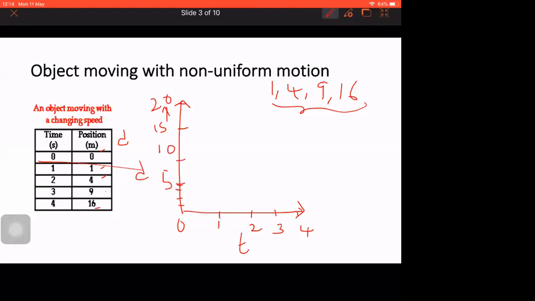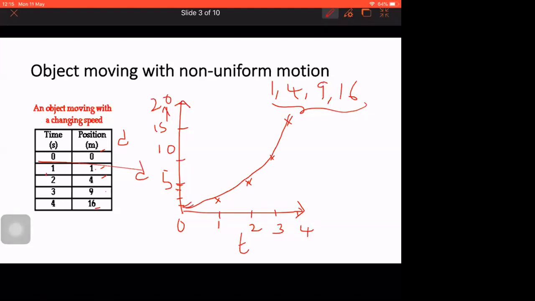For 1 second, how much is it? For 1, it is 1. For 2, it is 4, so it will be coming below 5, somewhere here. For 3, it will be 9, so somewhere below 10. For 4, it will be 16, somewhere above 15. So I am joining all the points.